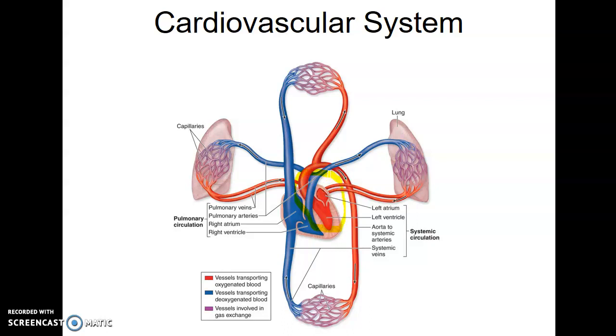That's going to be pumping oxygenated blood throughout the body. And it's going to return through the veins to the right side of the heart. And then once that blood gets to the right side of the heart, it's going out to the lungs where it will be reoxygenated. Down here we've got our key. Vessels transporting oxygenated blood are red, vessels transporting deoxygenated blood are blue, and vessels involved in gas exchange are purple.